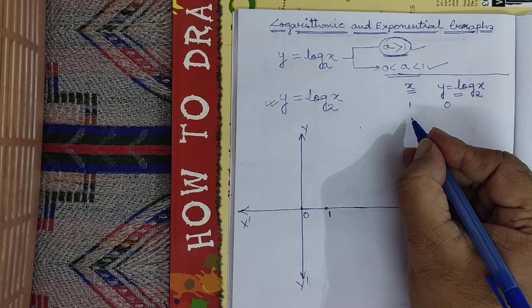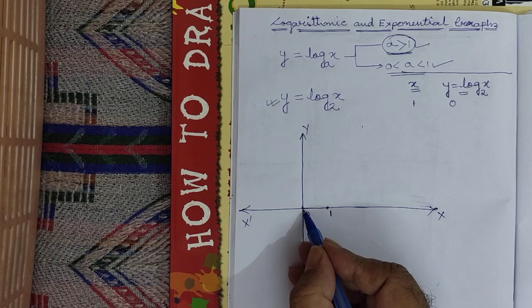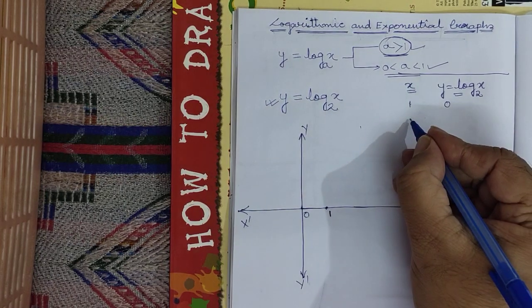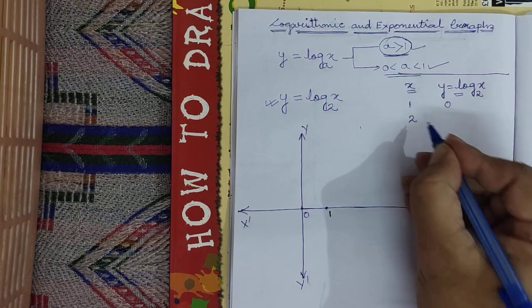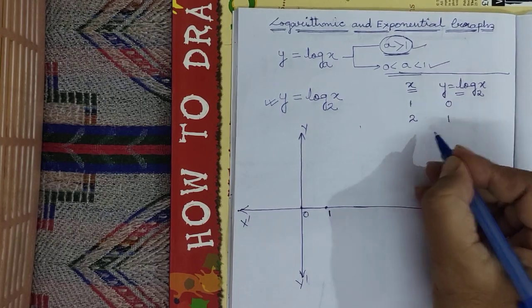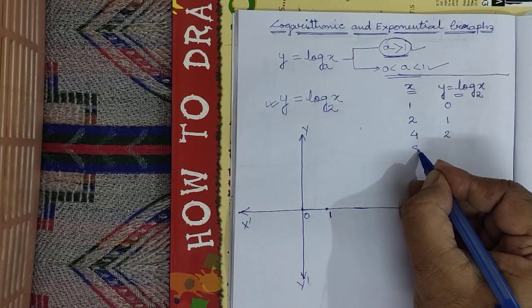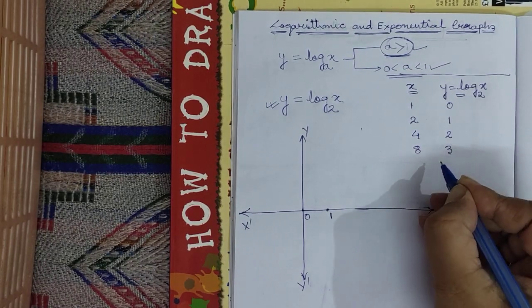Now I will take the values which will be more than 1, then between 0 and 1. Suppose I take 2, a number more than 1. The corresponding value of y will be log 2 base 2, that is 1. If I take 4, it will be 2. If I take 8, it would be 3.